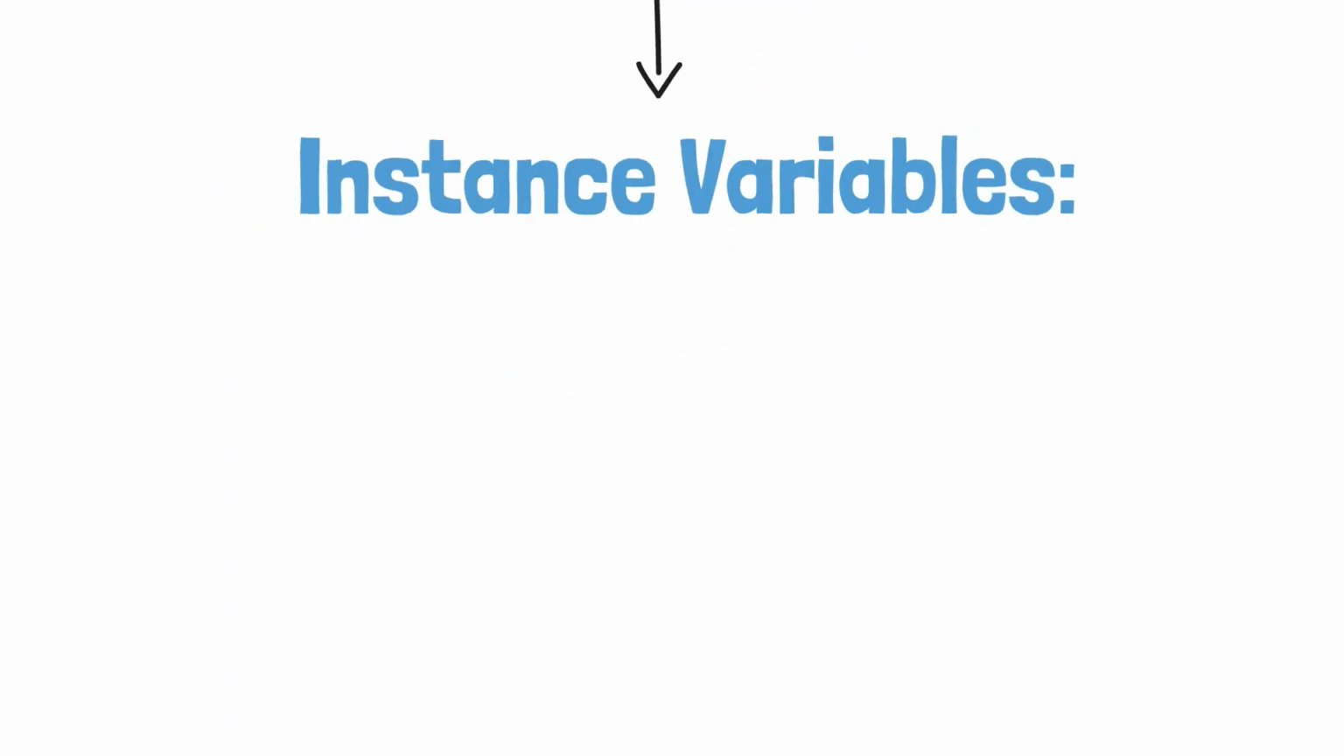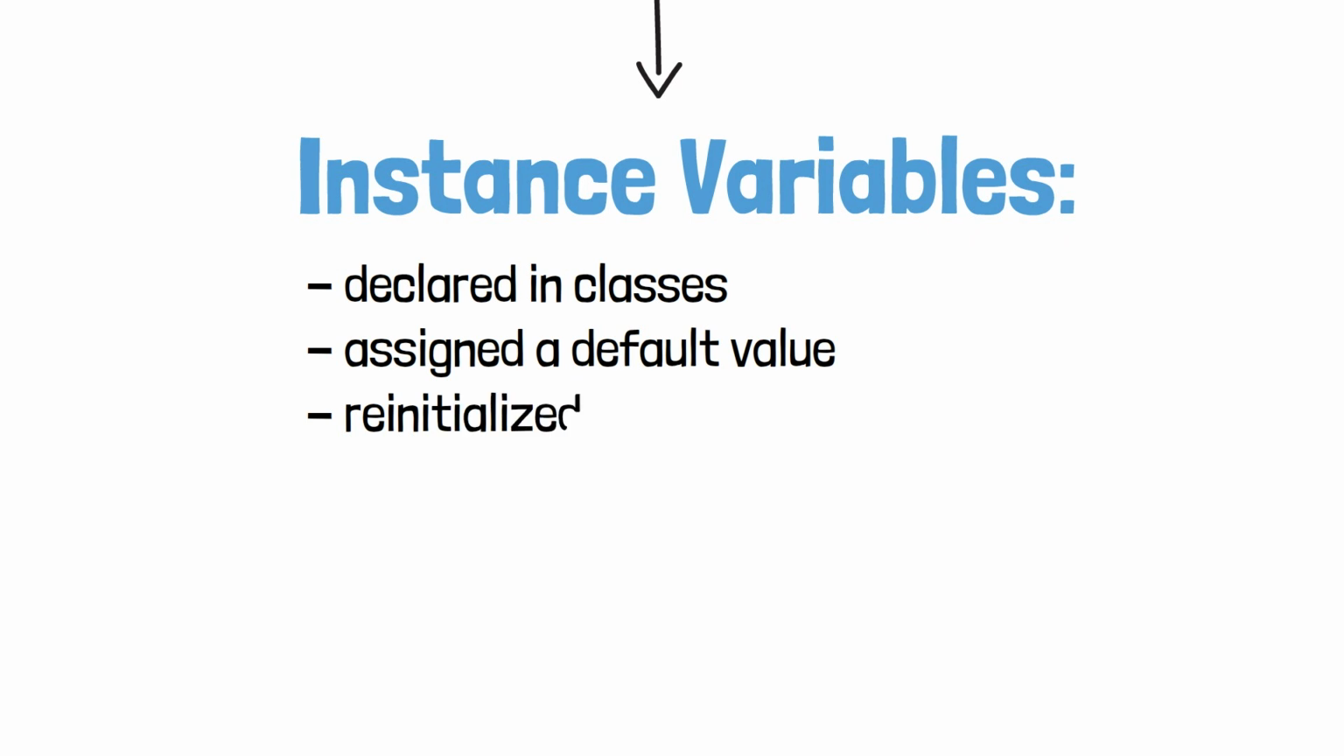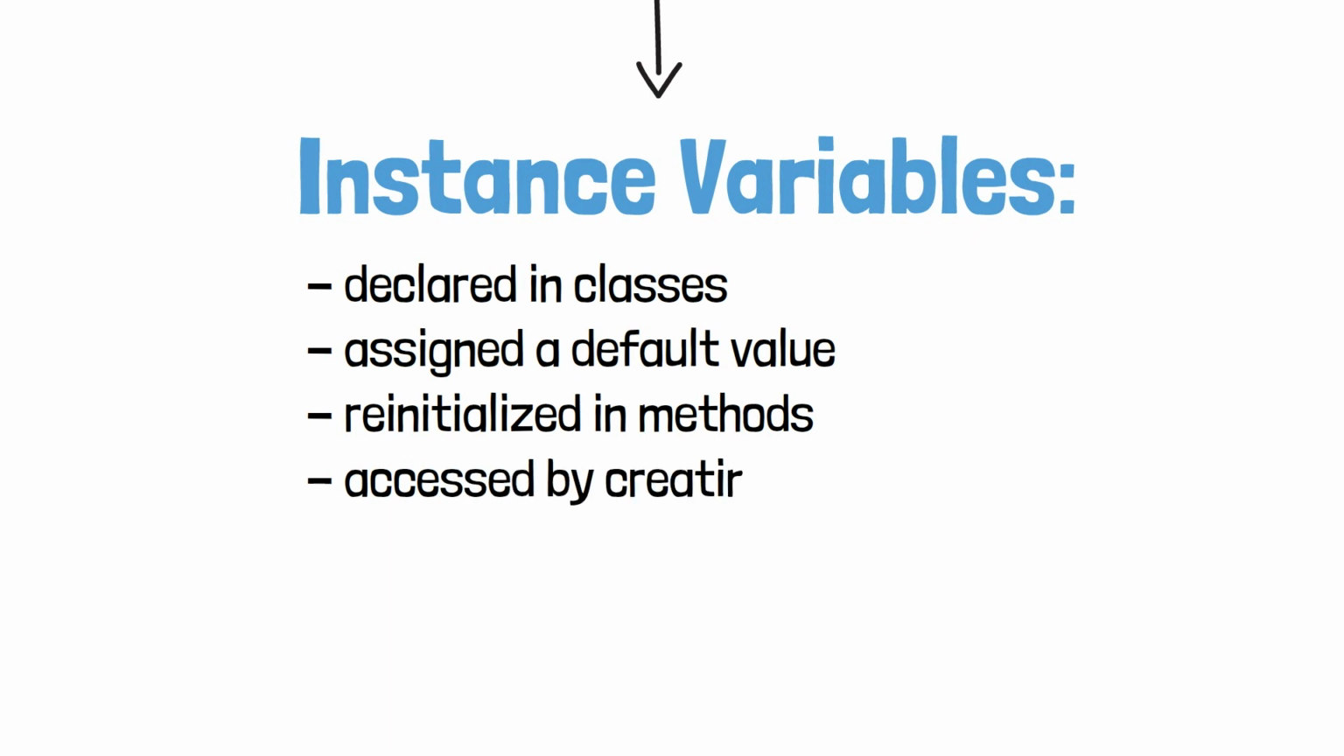So let's talk about instance or member variables first. Instance variables are declared inside classes, but not inside methods. Instance variables are also assigned a default value, and they default to zero unless you assign them some other value. They cannot be reinitialized directly within a class, but they can be reinitialized inside methods. Instance variables can also only be accessed by creating objects of their class.